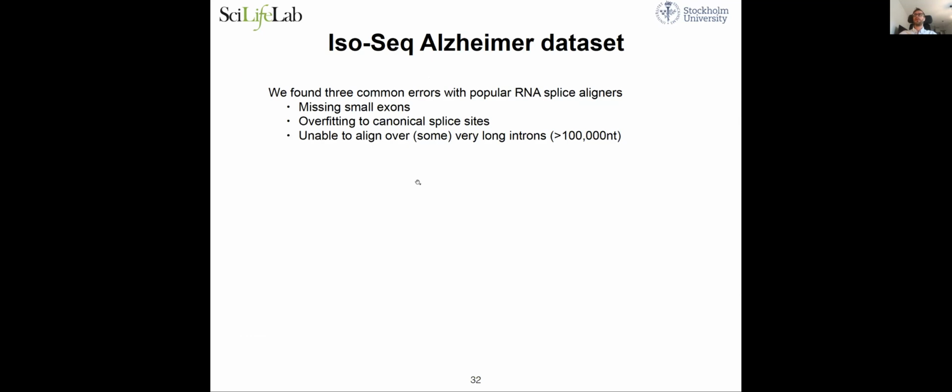So in general, the three different categories are that aligners usually have problems with aligning small exons, overfitting due to alignment-specific penalties for canonical splice sites, and I showed examples of these two. And the third one is the inability to align over some long or very long introns. So these are the general categories we see.